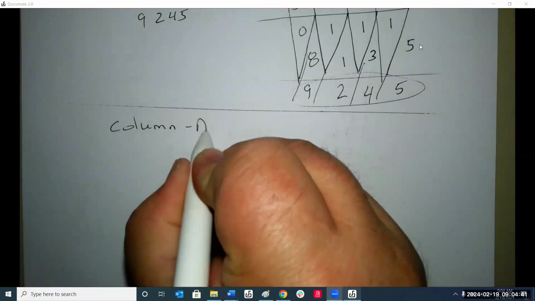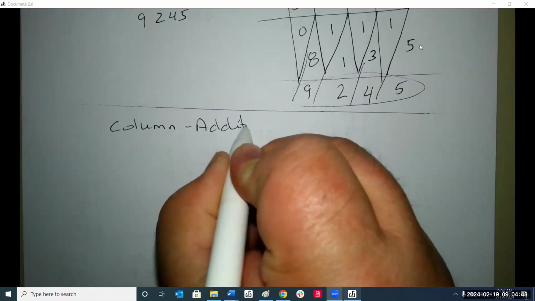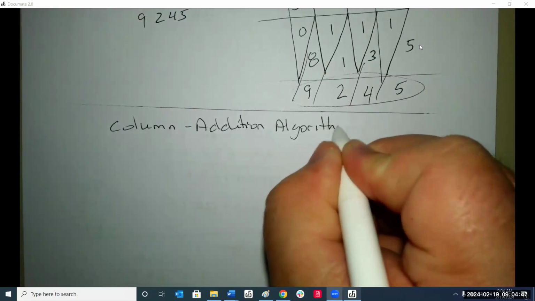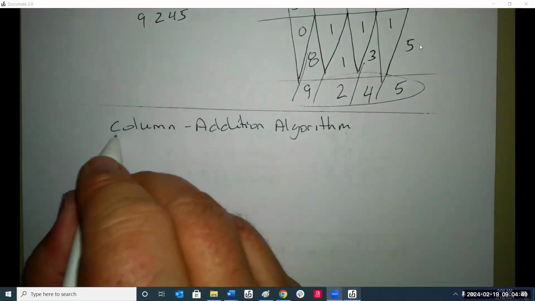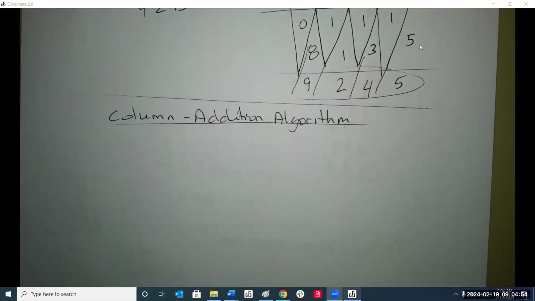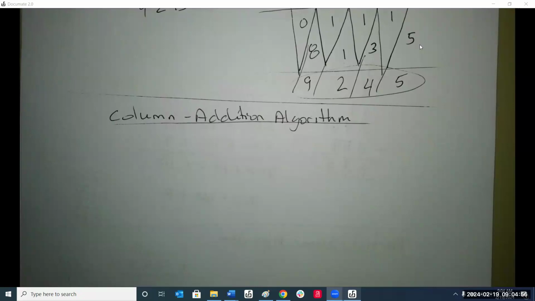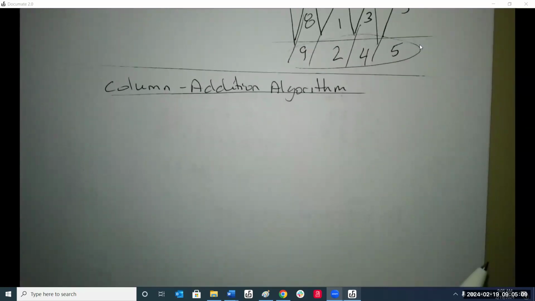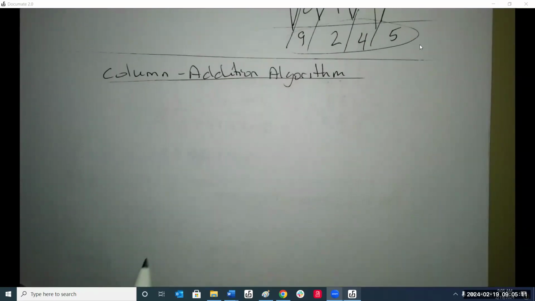The column addition algorithm. Okay, in this method, we add the numbers in each column and write the answer, the sum, underneath each of the columns. So we do each one at a time.